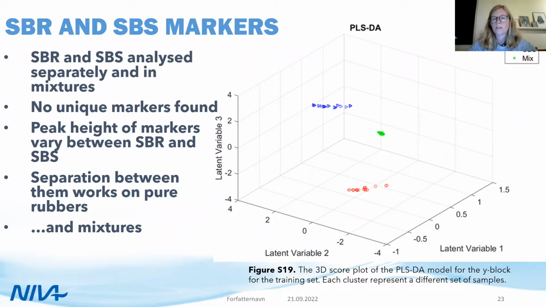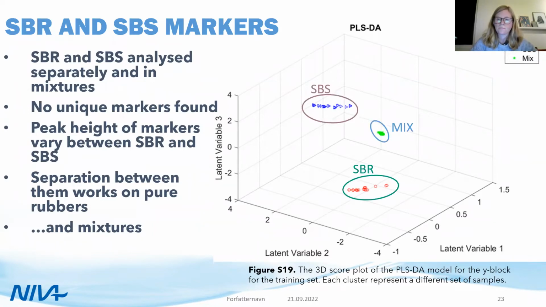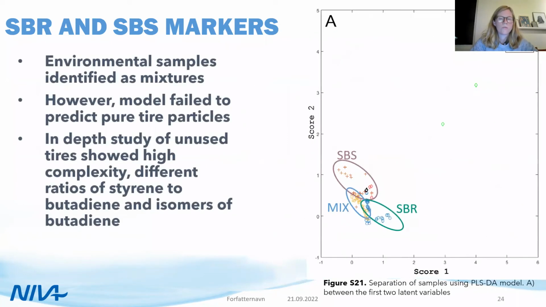So what we managed to do was build a model where we can see that there is a distinct difference between the signals coming from SBR and SBS, and also when you have them in a mixture. So when we have the pure rubbers, this separation worked very nicely. See here. And also when we had environmental samples, we got some that were identified as mixtures, which fit with our explanation, because these were all collected from areas where you had both tire rubbers and the polymer modified bitumen present. So they should come up as mixtures.